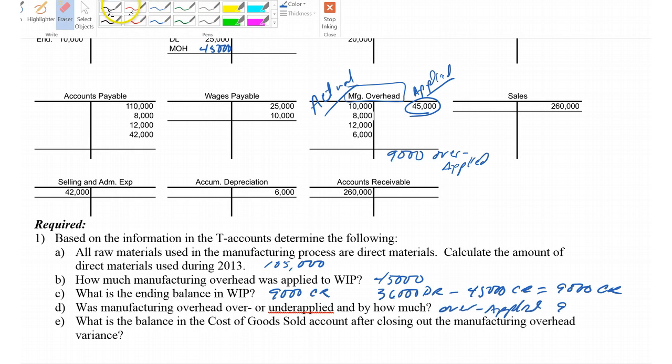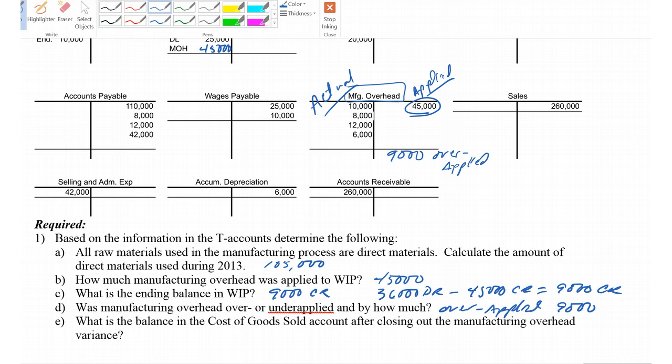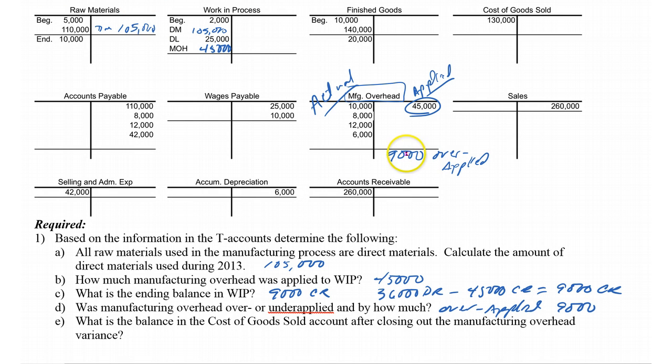All right, and what's the balance in cost of goods sold after closing out manufacturing overhead? So remember, when we get rid of this balance here, we have to move that to cost of goods sold. So maybe I'll switch colors here to show you that. We want this account to be 0. So we're going to debit cost of goods sold for 9,000, leaving the balance of 0. And we're going to debit, credit, and that's going to then leave us a balance of 121.